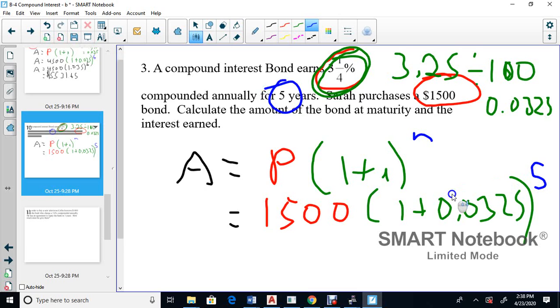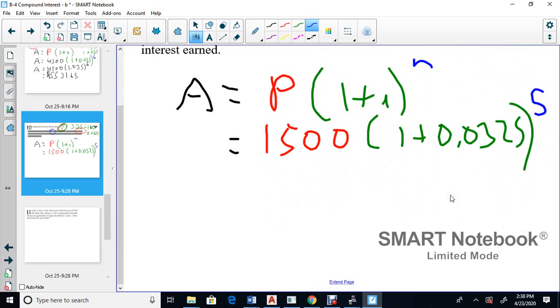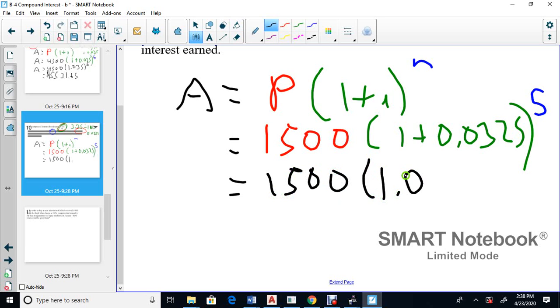We're going to scroll down here. Now we're going to use black marker, and we're going to calculate this using our calculator. Oh, we'll do one step first. Now, you don't have to. You can put it right in the calculator, but some people like to put 1.0325 to the 5. And now at this time, we're going to go to our calculator.